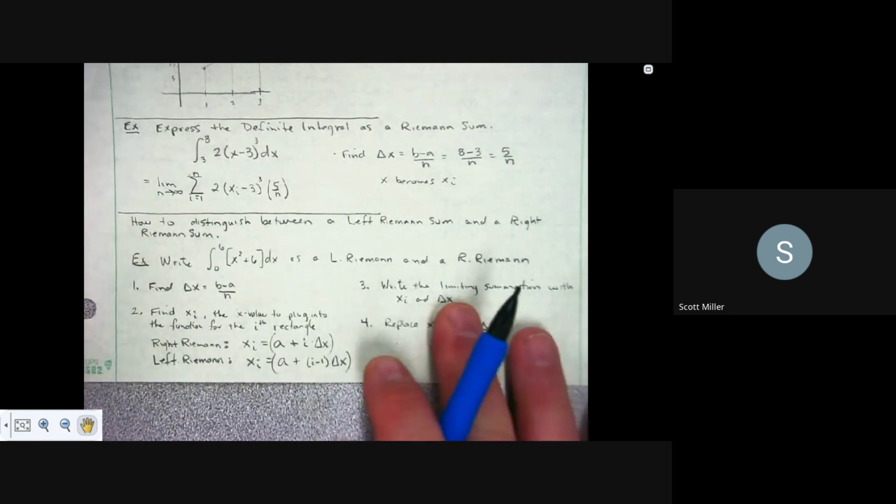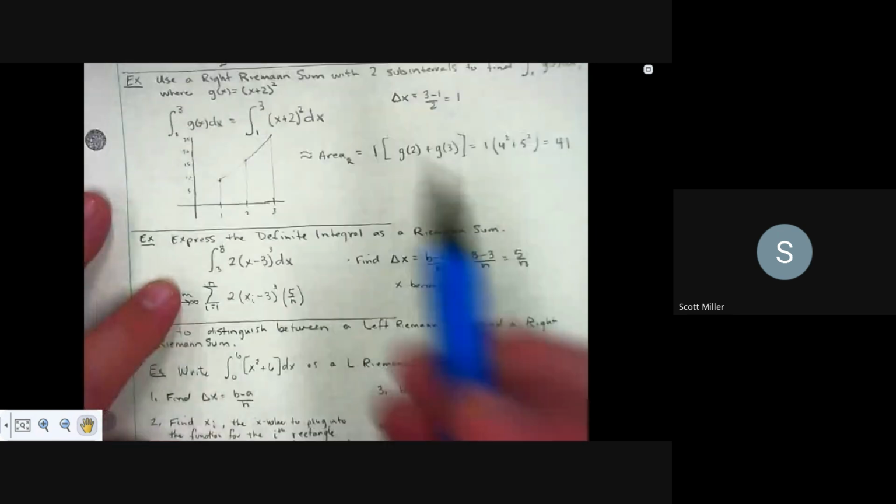The next one is how we distinguish between a left and a right Riemann sum, and it is this right here. The x value, or x of I, is the x value to plug into the function for the ith rectangle. A right Riemann sum is going to represent that quantity, and this one is going to be that quantity. See how this was an I and this is an I minus 1.